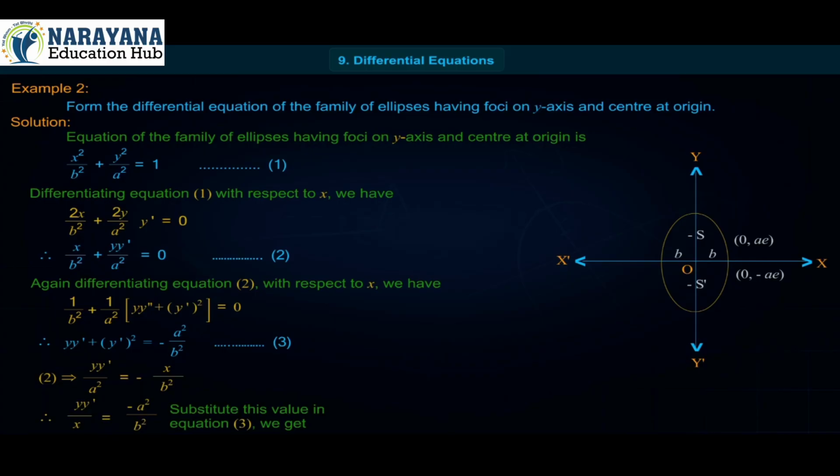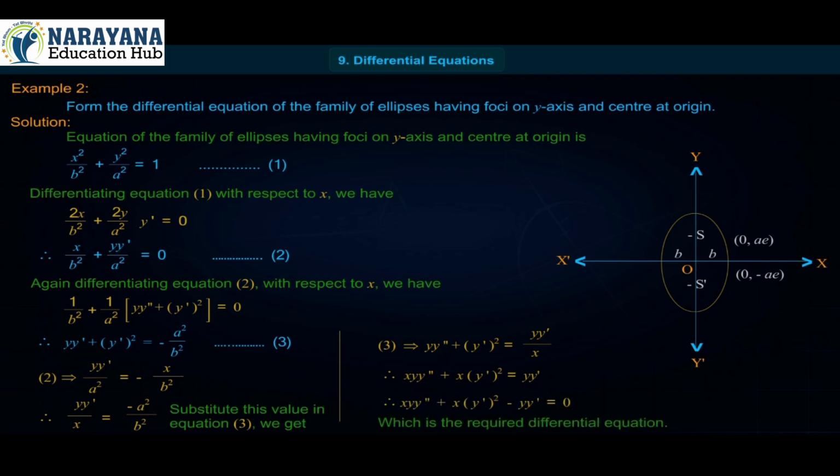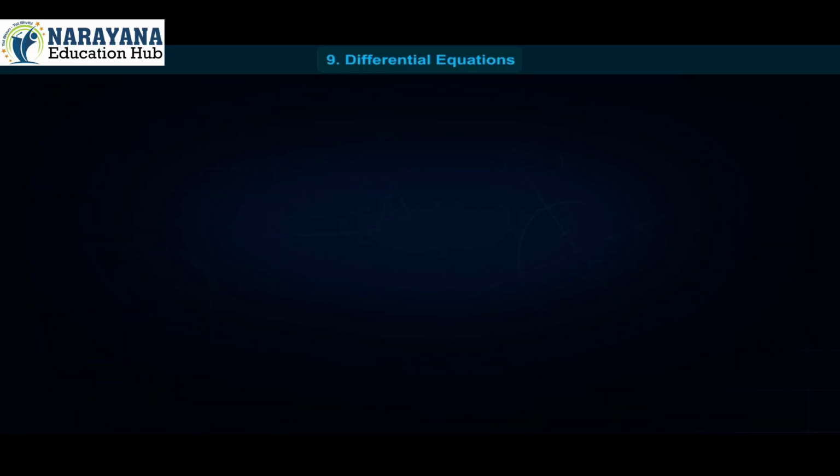Substitute this value in equation 3, we get y double dash plus y dash whole square is equal to y dash upon x. Therefore, x y double dash plus x into y dash whole square is equal to y dash. Therefore, x y double dash plus x into y dash whole square minus y dash is equal to 0, which is the required differential equation.